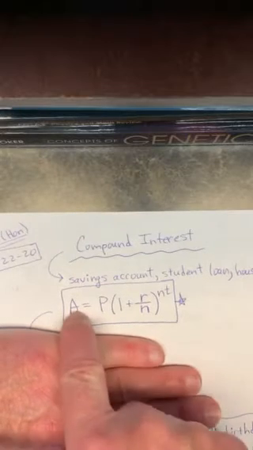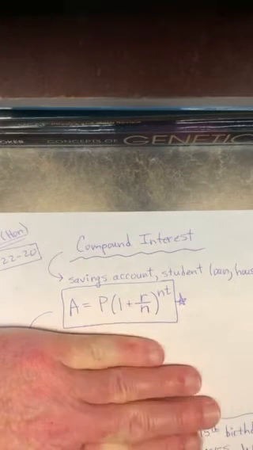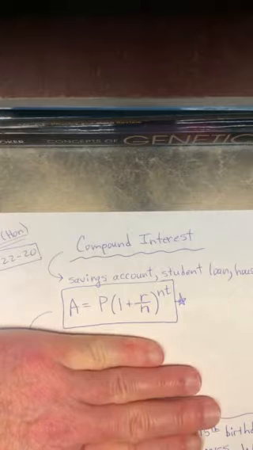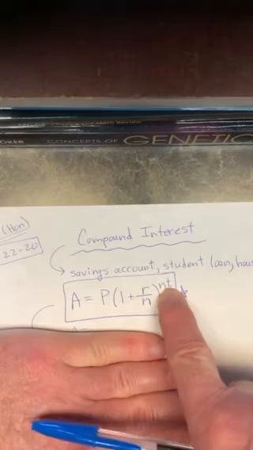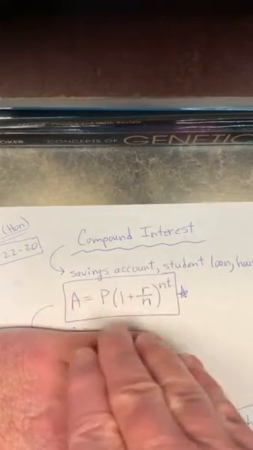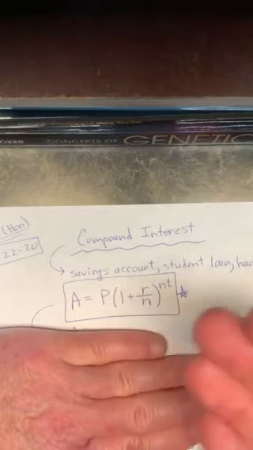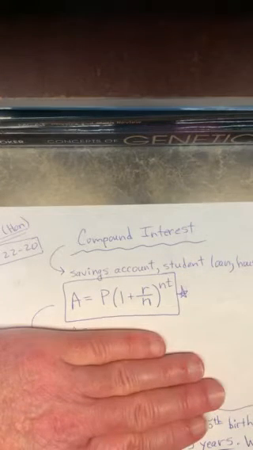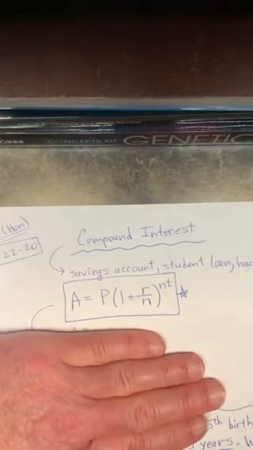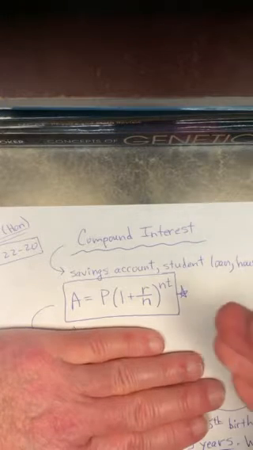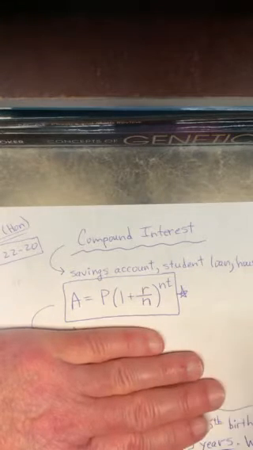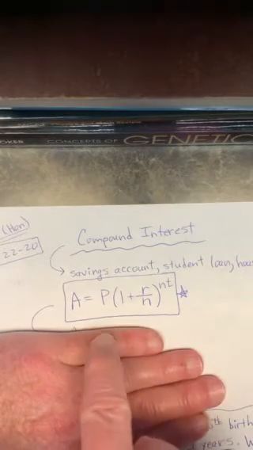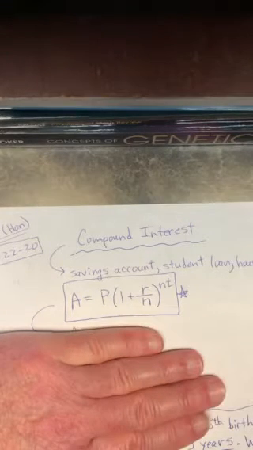But put capital A equals capital P, parentheses, 1 plus r over n, that quantity raised to the nt power, okay? This is a formula you use to calculate a financial account that charges interest compounded, and then I'm going to fill in words like annually or semi-annually or quarterly or monthly or daily. And this is our famous compound interest formula that I want you to write down.